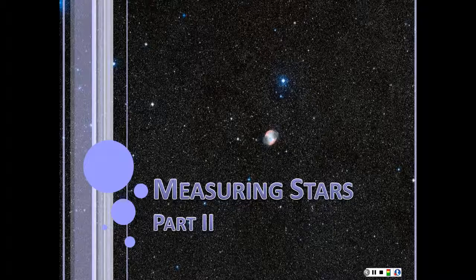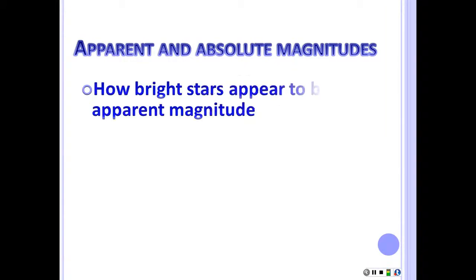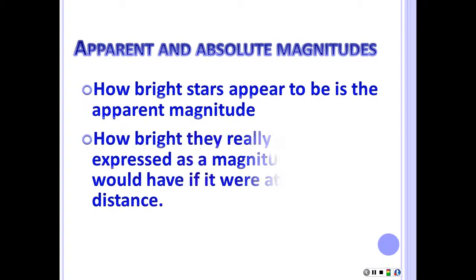Part 2 of how we measure stars. What we're going to come on to is how we go from an apparent magnitude, that is how bright stars appear, to a measure that's intrinsic to the star. So when we're looking at our apparent magnitude, it really is how bright the star looks to us. For instance, the sun looks really bright because it's so close. Actually it's not that bright, and we'll look at that.